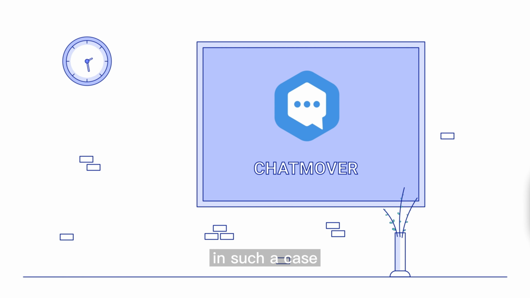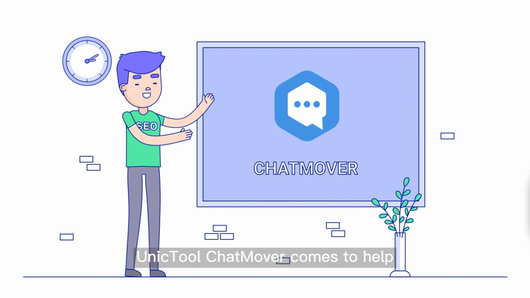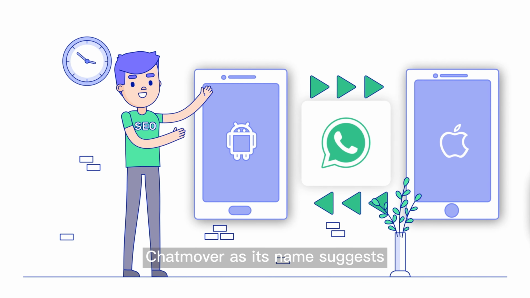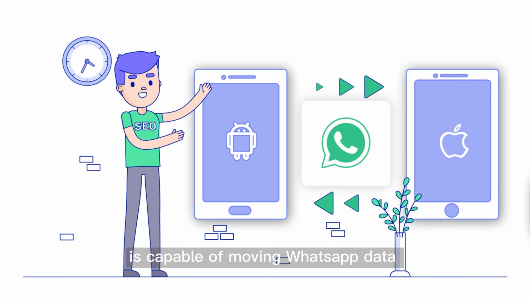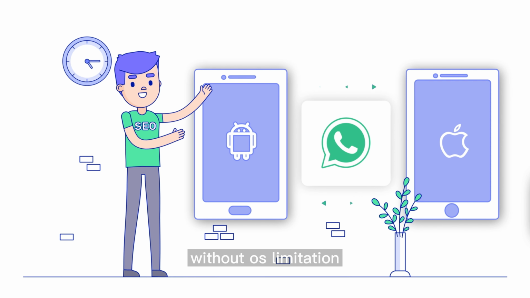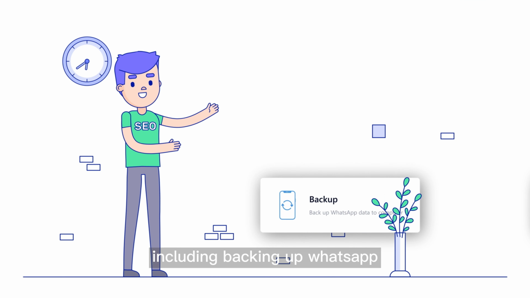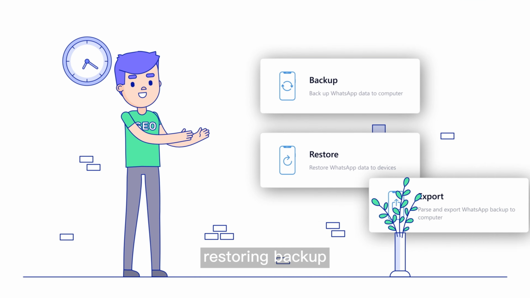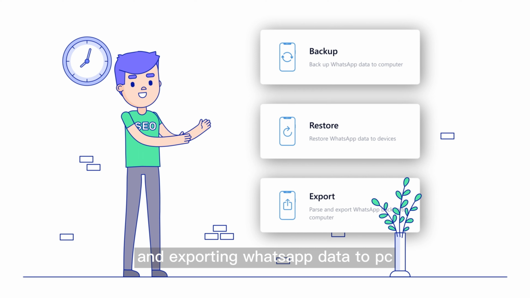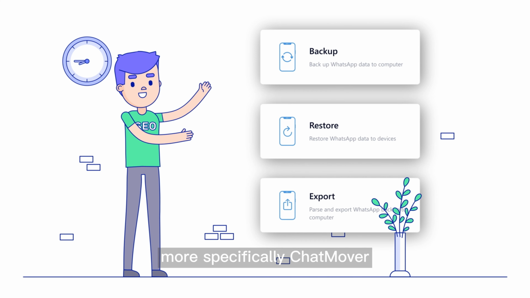In such a case, UnicTool ChatMover comes to help. ChatMover, as its name suggests, is capable of moving WhatsApp data from one phone to another without OS limitation. Actually, it can do a lot more than that, including backing up WhatsApp, restoring backup, and exporting WhatsApp data to PC. More specifically, ChatMover comes in handy for 4 reasons.